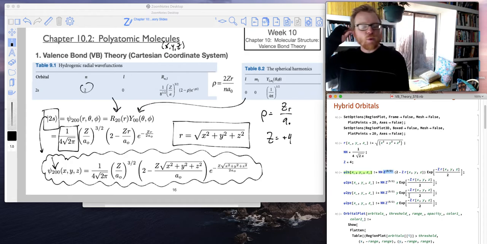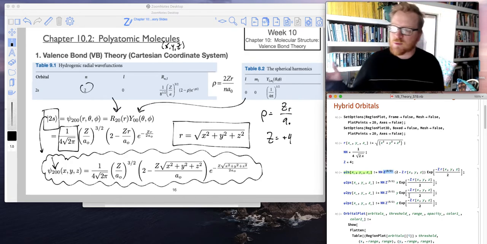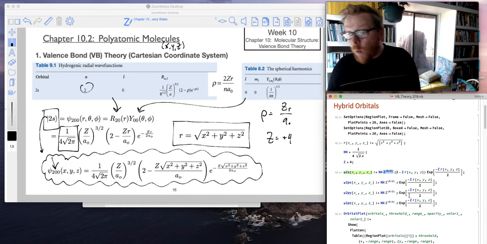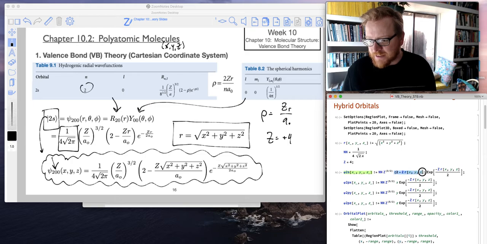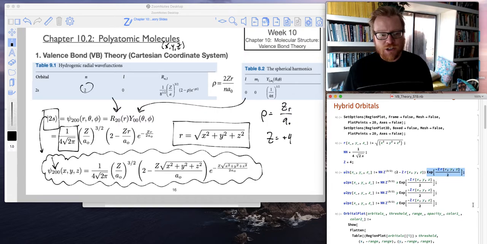In this exercise, we're going to ignore the Bohr radius. We're going to call the Bohr radius equal to 1. That's fine for the purpose of this exercise. And then now look, check it out. I've got 2 minus Zr divided by a, and we're calling a 1. And so here I've got 2 minus Z times r, but remember, r is a function of x, y, and z. And then that's times the exponential of negative Z times r divided by 2. So that takes care of my 2s.